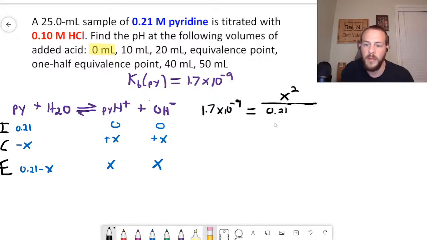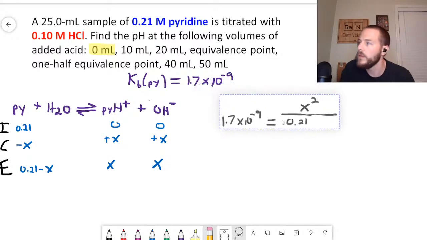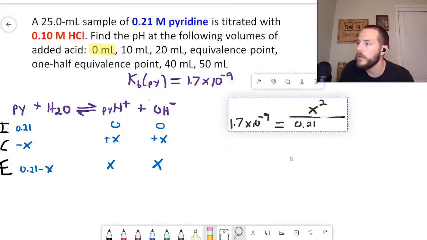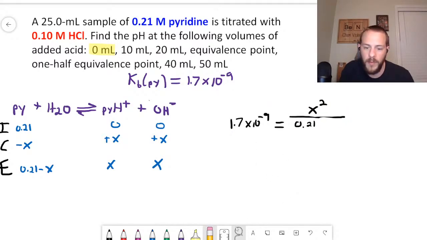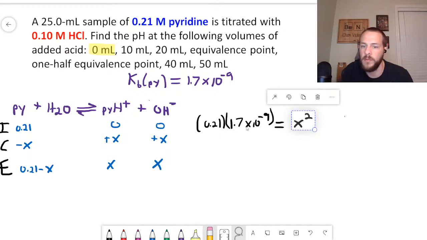Well, we're left with x squared is equal to, let me drag this across so I can get some more room here. Okay, so we have x squared is equal to 1.7 times 10 to the minus 9 times 0.21, right? And again, all I did was multiply both sides of the equation by 0.21. So we get this expression here, x squared is equal to this product. And then to get x, all we have to do is take the square root of this whole thing, right?